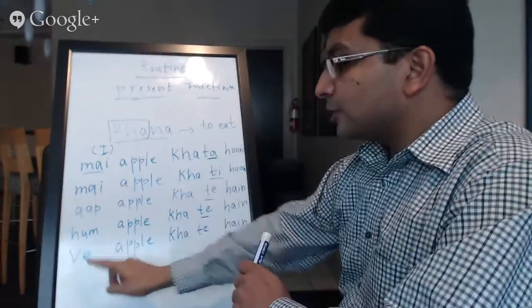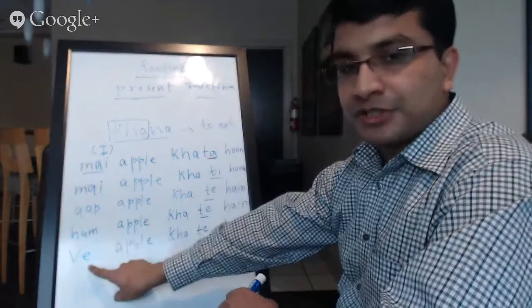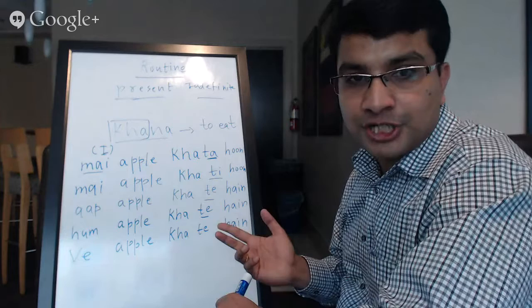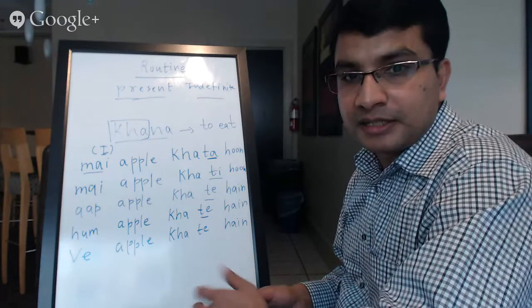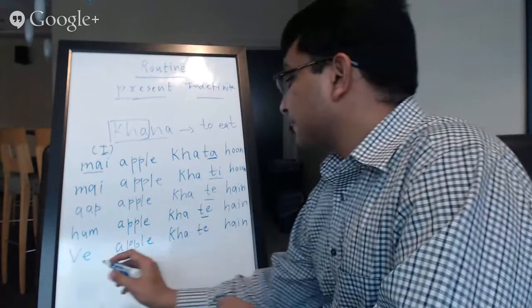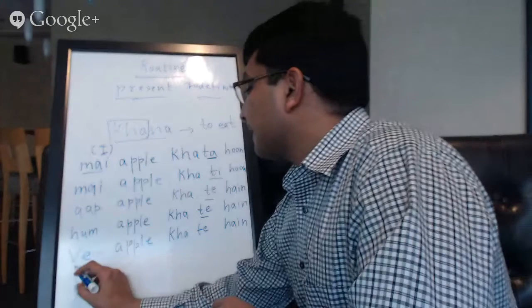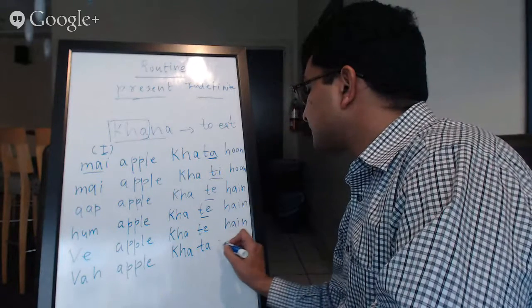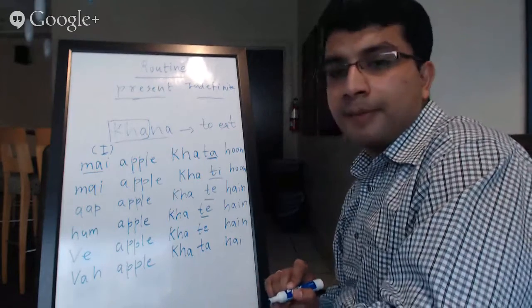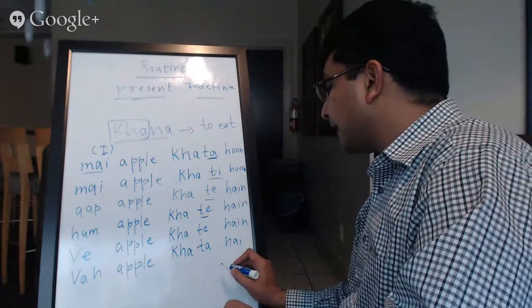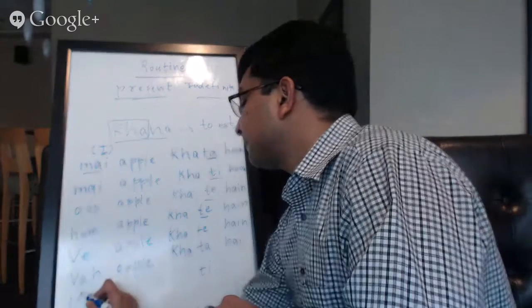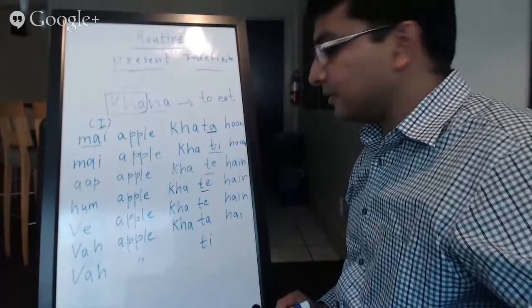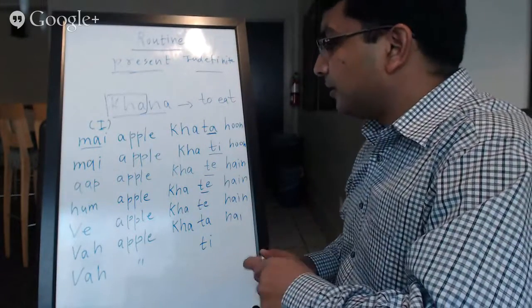Okay. Let's do वह also. वह, we can use it for a male as well as female, he or she. So when we say he eats an apple, it would be वह apple खाता है. वह एप्पल खाता है. And for a girl, it would be वह एप्पल खाती है. वह एप्पल खाती है. Now, let me erase this top part.